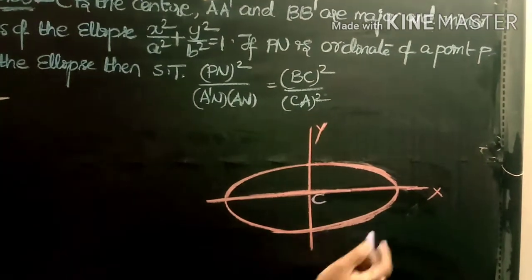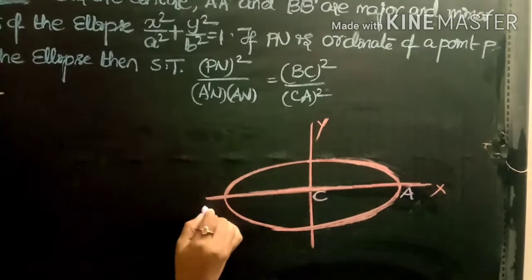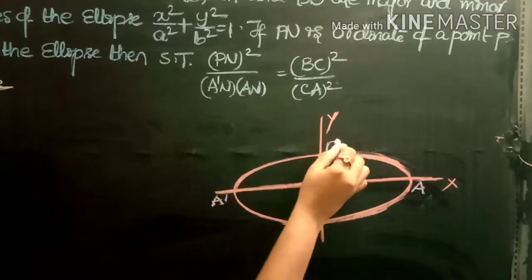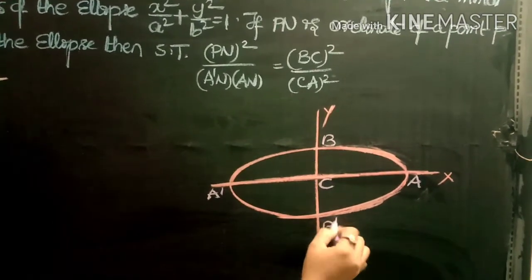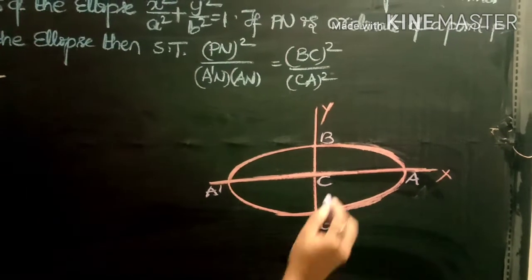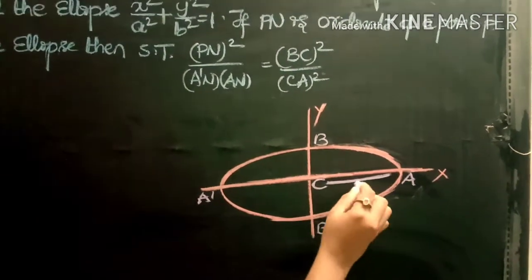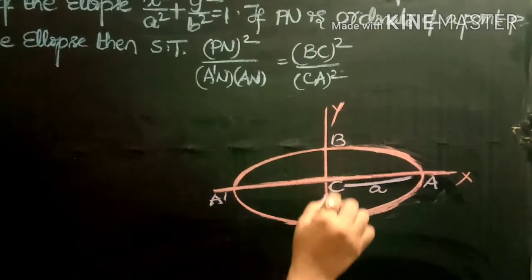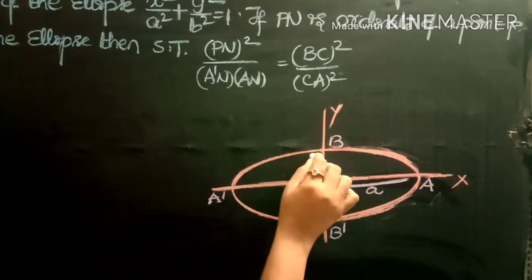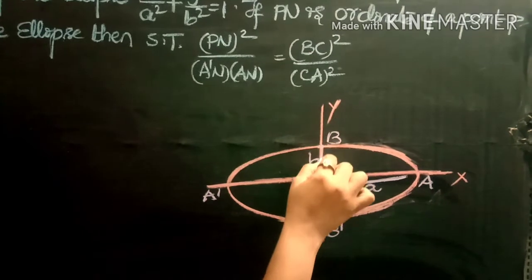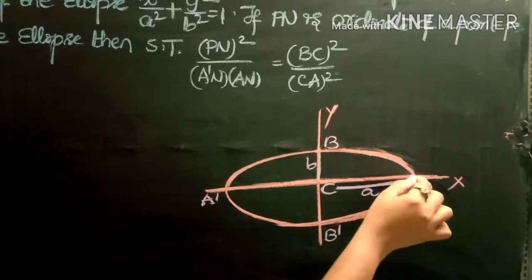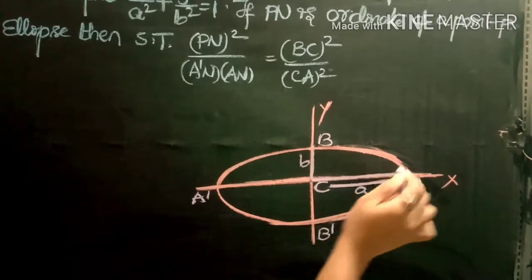This is the center. And also given that AA dash and BB dash are the major axis and minor axis of the ellipse, which are like that. So what is the length of the major axis? 2a. Then the half of the value is equal to a. And the length of the minor axis is equal to 2b. Then the half of the value is equal to b here. This is b and this is a.